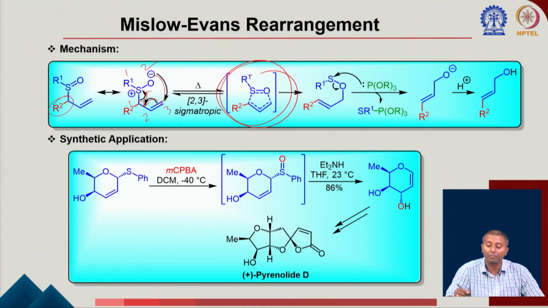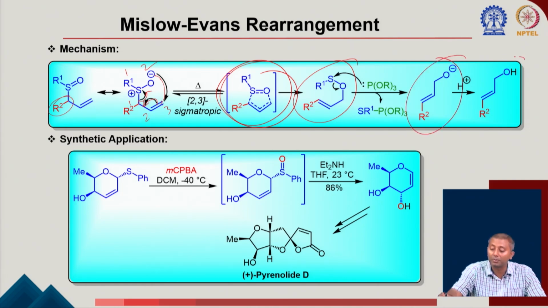From there it is going to form this compound. Now you have to use a thiophile. It could be a phosphorus, it could be a nitrogen which is going to attack the sulfur, cleave the sulfur-oxygen bond to form the corresponding allylic alcohol after the protonation. Okay.